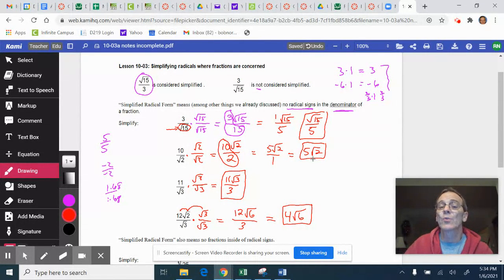So let's move on to one other issue. Not only do we not want to leave radical signs in the denominator of a fraction, okay?